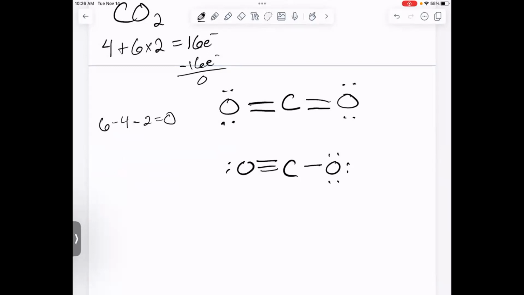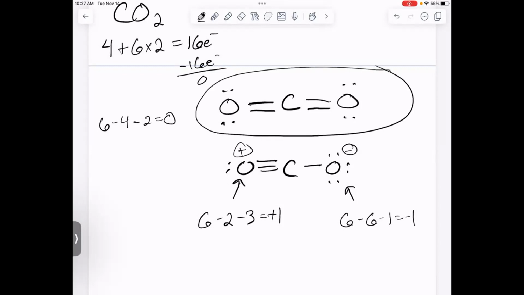What about the bottom one? If I'm looking at this oxygen, 6 valence electrons minus 2 electrons in lone pairs minus 3 bonds is +1. The other oxygen is 6 minus 6 electrons in lone pairs minus 1 bond, which is -1. So I'd have a +1 and a -1. But what did we say about formal charge? What do we prefer? We always want as many 0 formal charges as possible. So if everything is a 0 formal charge in this top version, that's the better structure.